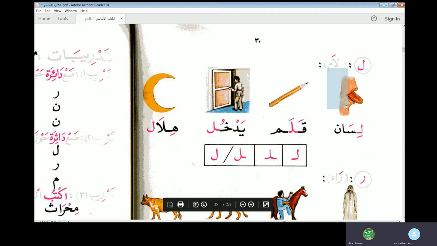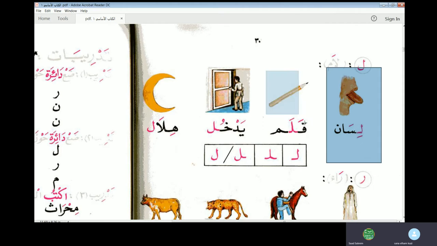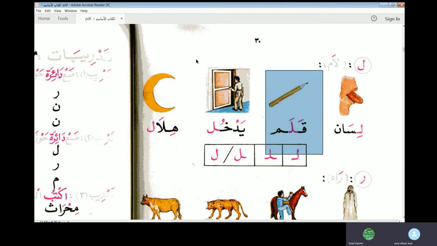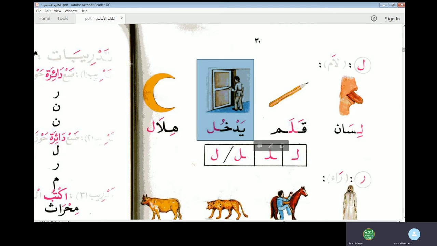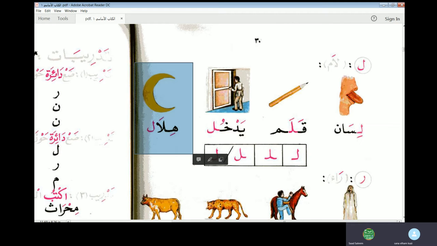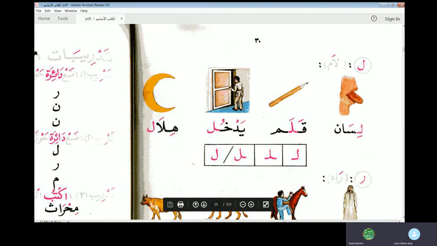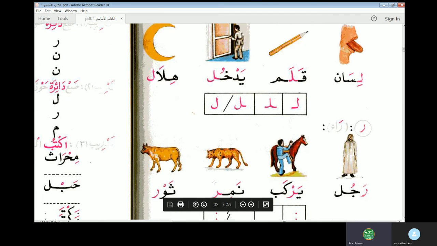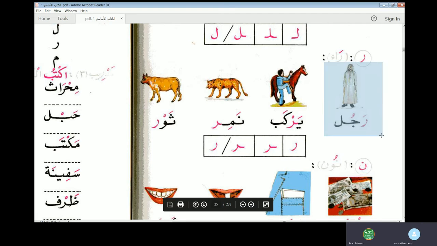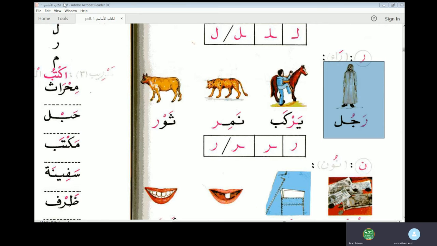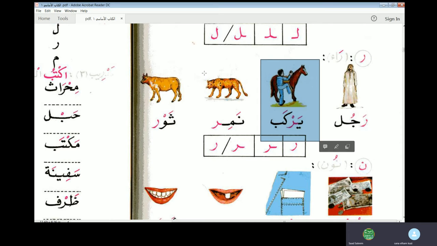Lam will be lisan, tongue. Qalam, pen. Yadkhulu, he enters. Hilal, new moon. And yarkab, he rides. He mounts.